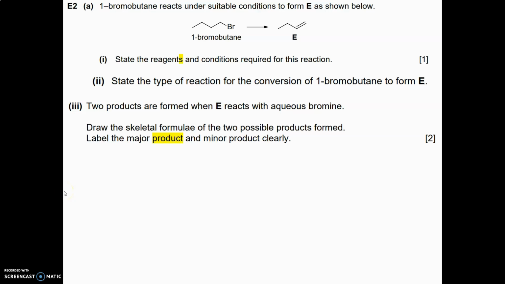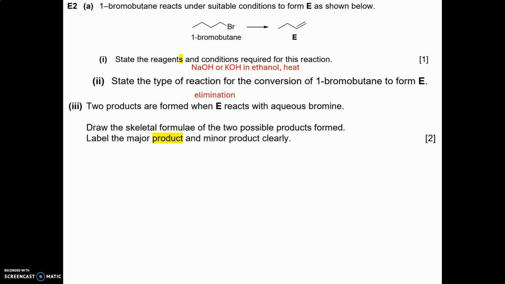Finally, we move on to E2. For part A, parts 1 and 2, we have 1-bromobutane reacting under certain conditions to form alkene E. So part 1 and part 2 require you to state the type of reaction and the reagents and conditions. So this is an elimination reaction. It takes place under alkali conditions, which is sodium hydroxide or potassium hydroxide in ethanol and heat.